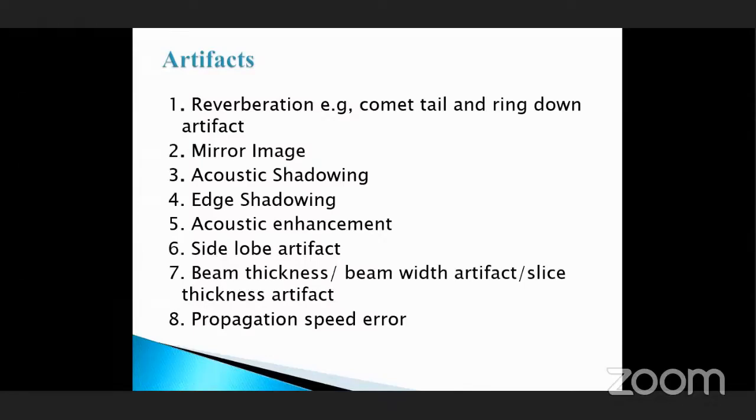Acoustic shadowing. Acoustic shadowing is whenever ultrasound encounters a highly reflective surface which reflects almost all the pulses back to the transducer in the form of echoes. No pulse can go beyond that hyperreflective surface. So the area behind that hyperreflective surface appears black. That is known as acoustic shadowing, and this is a very important artifact in diagnostic imaging. We can diagnose the presence of stones or mineral densities in soft tissues.